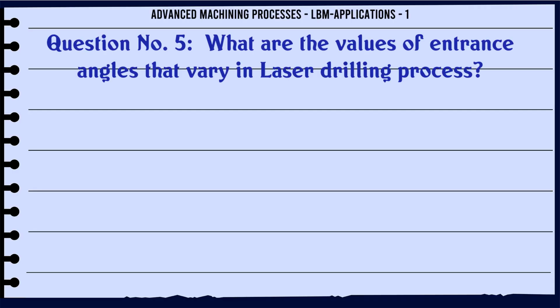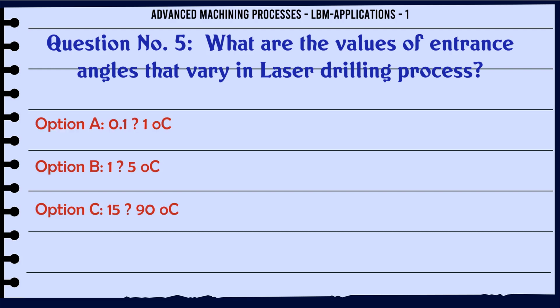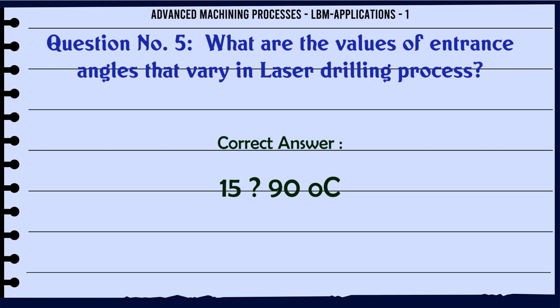What are the values of entrance angles that vary in laser drilling process? A. 0.1 to 1 °C, B. 1 to 5 °C, C. 15 to 90 °C, D. 91 to 50 °C. The correct answer is 15 to 90 °C.